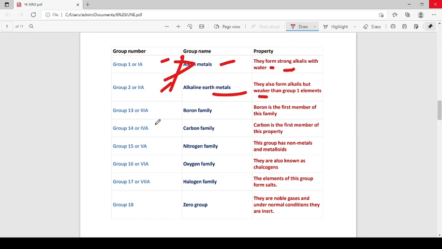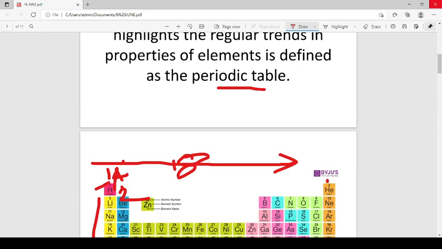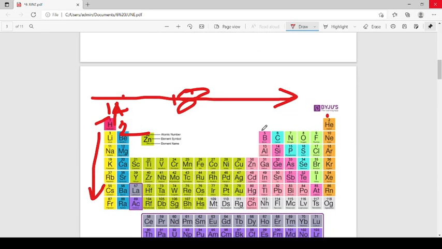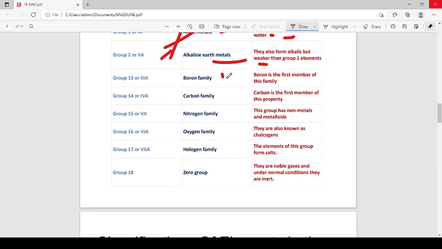Now group 13 or 3A is known as the boron family. You can see here from group 13, these are the boron group, the boron family. Boron is the first member of the family. After the alkali and alkaline earth metals comes boron. Then group 14 is called the carbon family. Carbon is the first member of this family. Group 15 contains nitrogen, group 16 contains oxygen, group 17 are the halogens, and group 18 are the zero group.